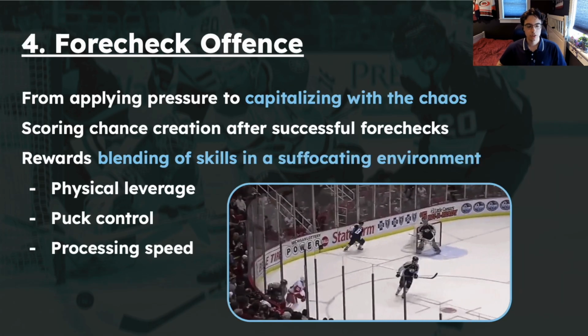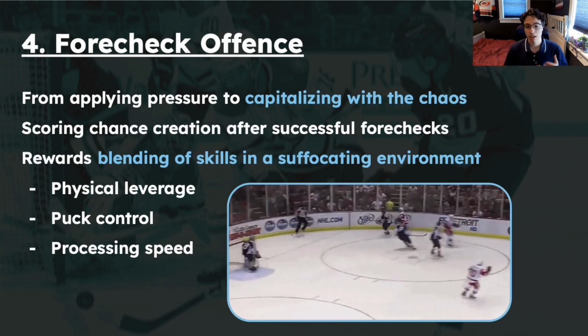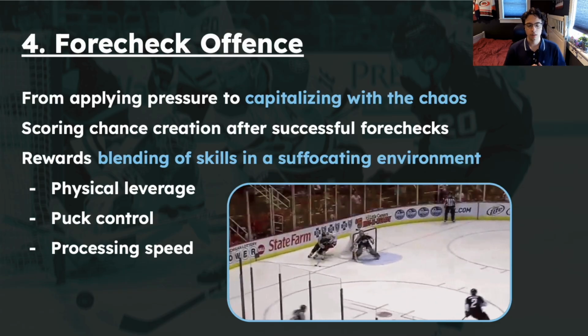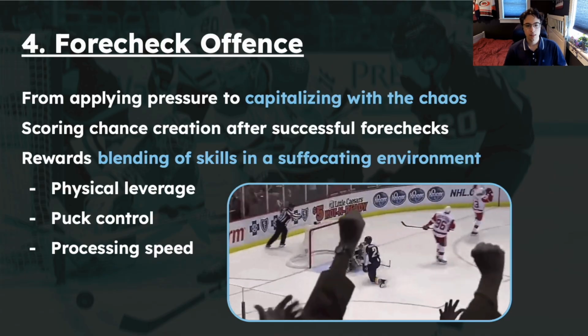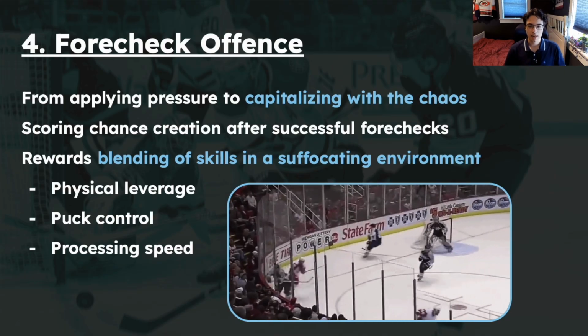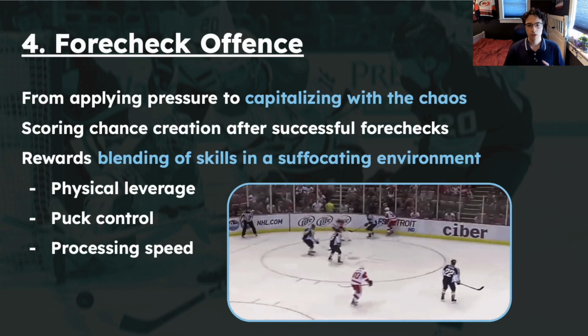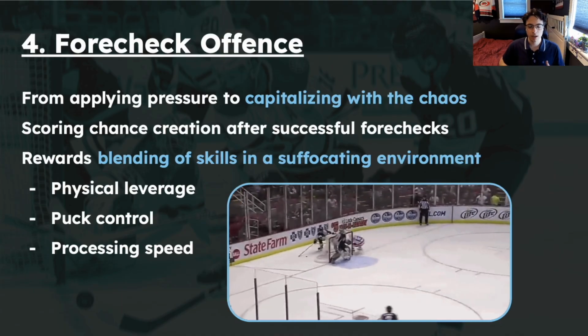Up next, we're looking to find players that can really shift from the forecheck to being able to actually capitalize offensively. To do this, we isolate for scoring chances, whether created through shots or shot assists after successful forechecking plays. This really rewards players that can blend this type of physical leverage, puck control, and processing speed together so that they can succeed in a fast, physical, and just generally suffocating environment.